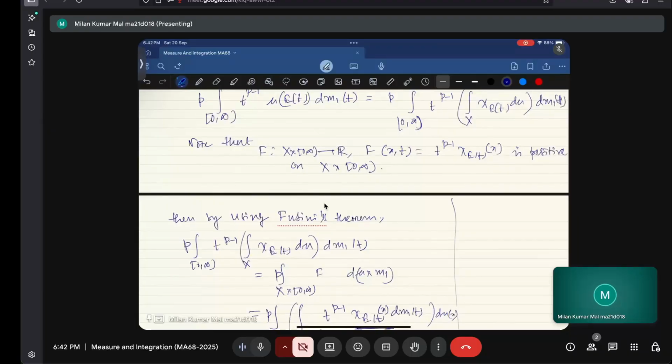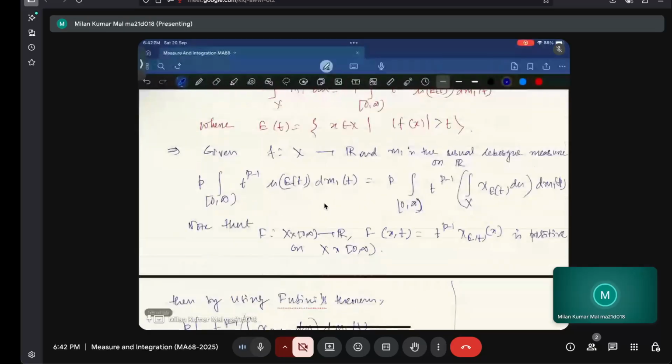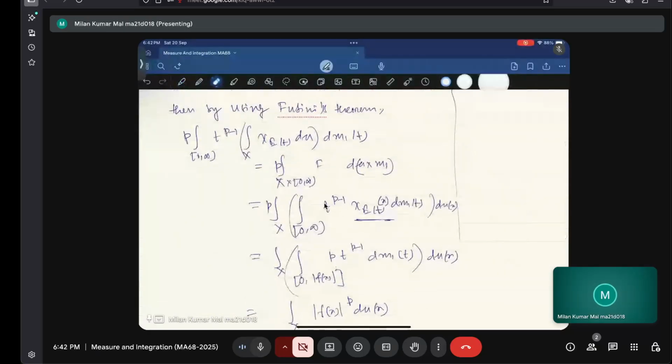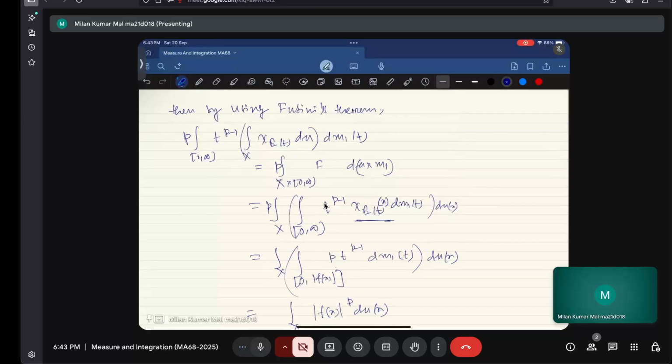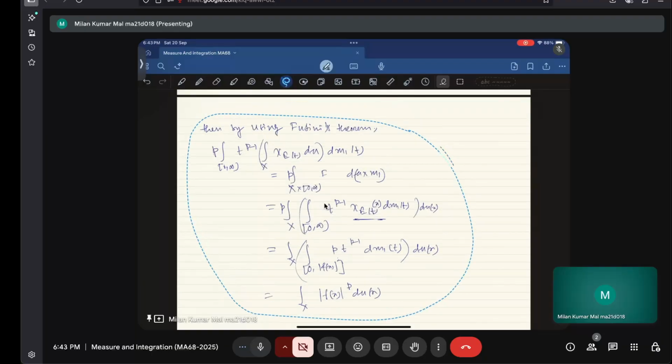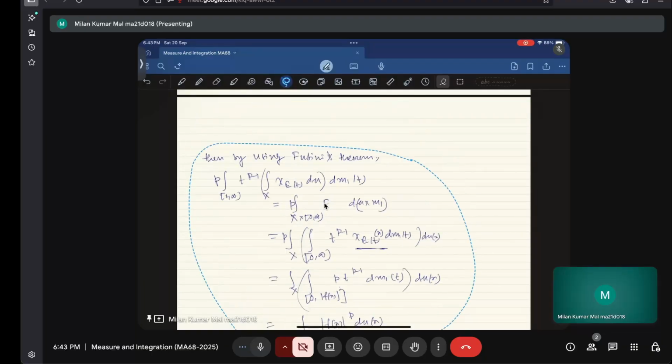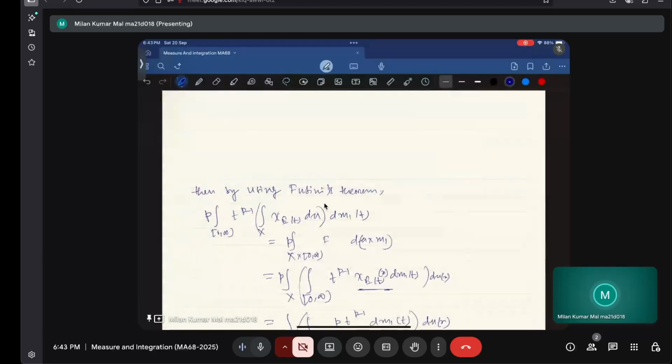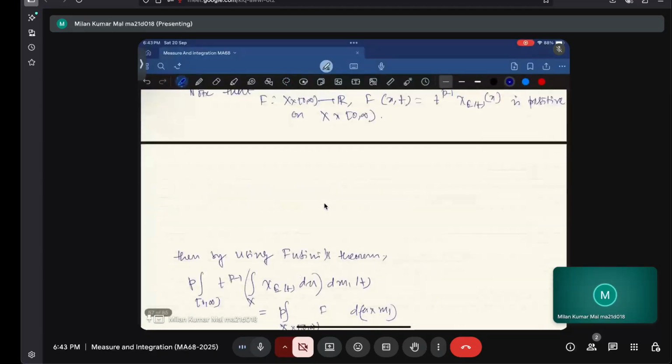But no, here we have the fact that, okay, here we have not used Fubini's theorem. I mean, we have used Fubini's theorem, but we have not shown why Fubini's theorem is applicable here. Okay, let me check that first. Why is Fubini's theorem applicable here? And what is Fubini's theorem?